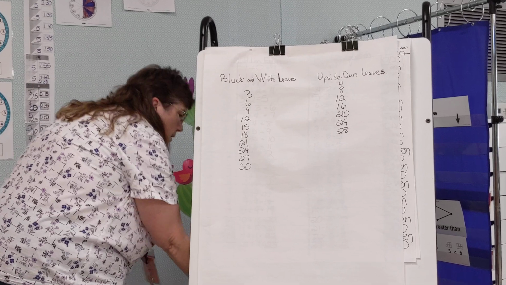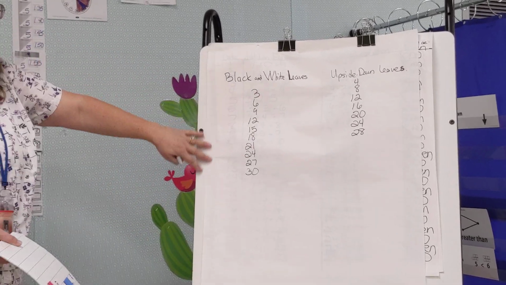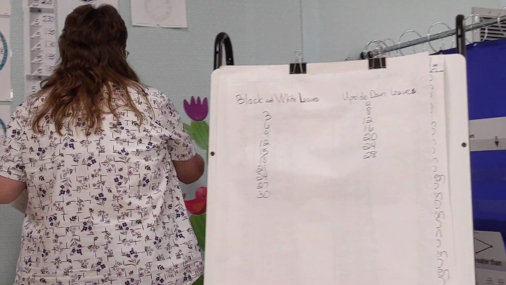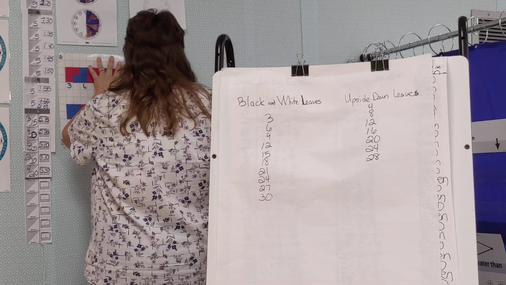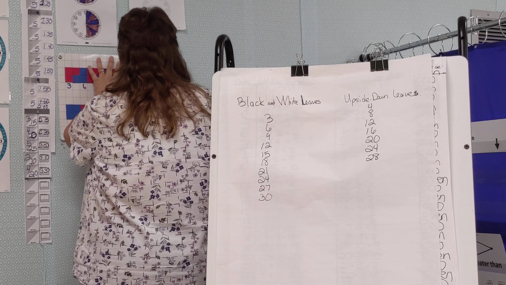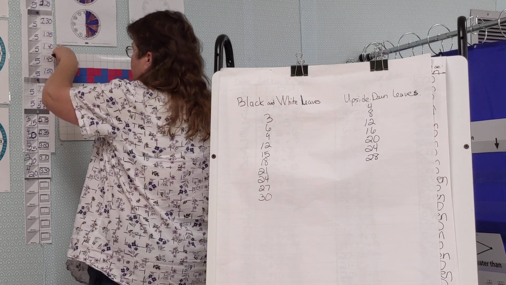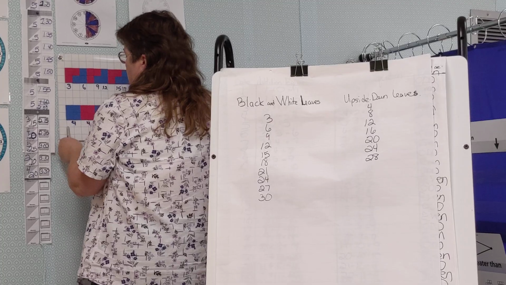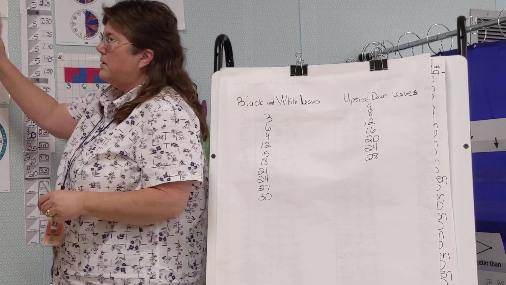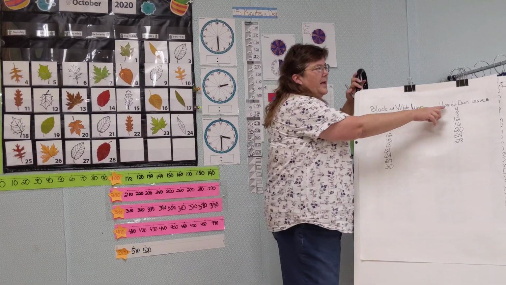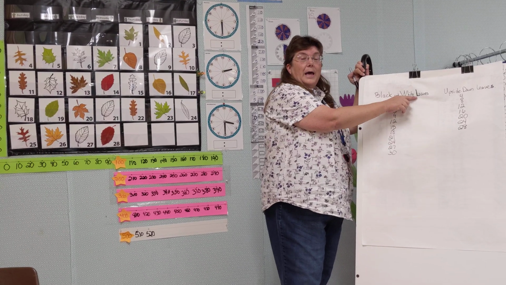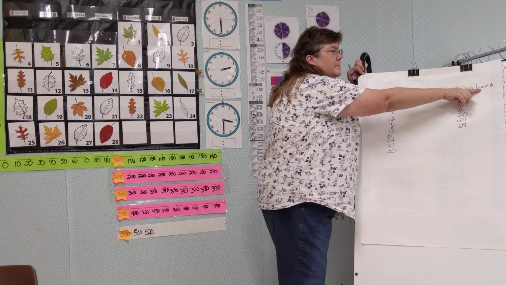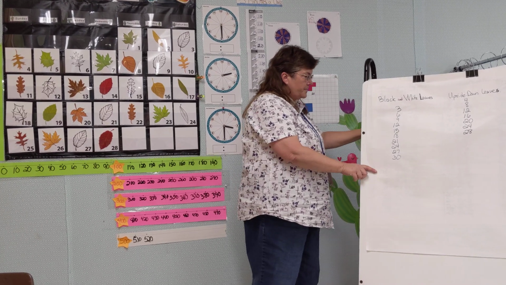Okay, while I put this up, I want you guys to look and try to decide, what did I write? What is my information about? Where did I get that information? Looking on our wall, black and white leaves and upside down leaves. So I went through and I wrote all the times that we had a black and white leaf and all the times that we had an upside down leaf.